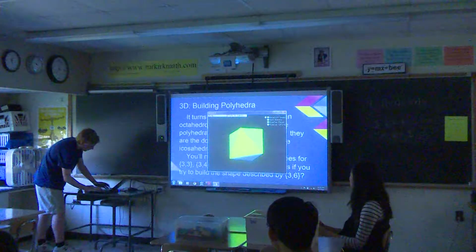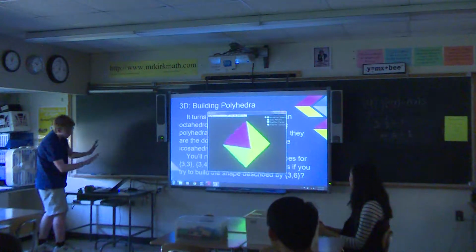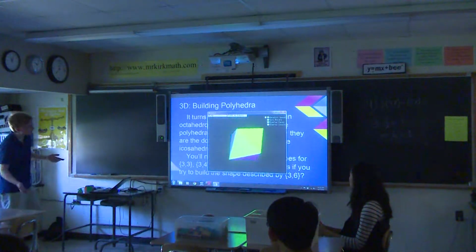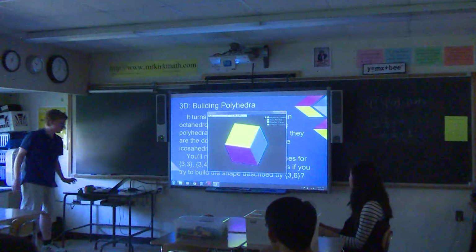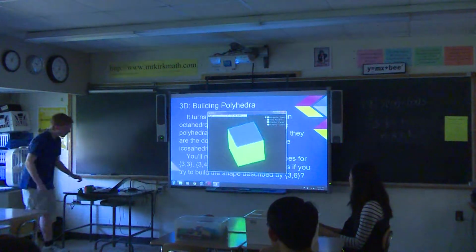Just to show you, here's what the octahedron looks like. The colors are randomly generated, so sometimes they look good, sometimes they don't. You've already seen the tetrahedron and the last one is the cube.